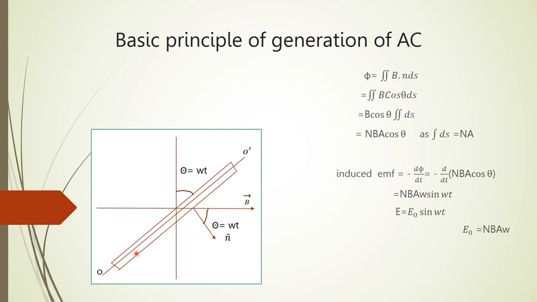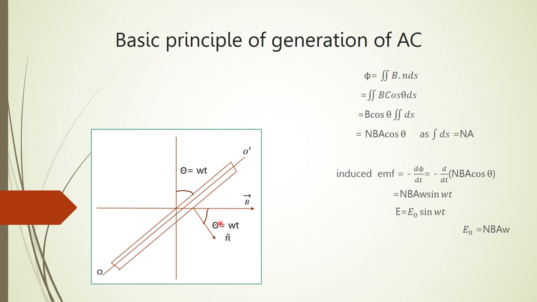Suppose a coil of wire is rotated about an axis, say OO', in a uniform magnetic field B. Thus the flux passing through the coil, phi, is equal to the surface integral of B dot n ds, where ds is the element of surface enclosed by the coil.